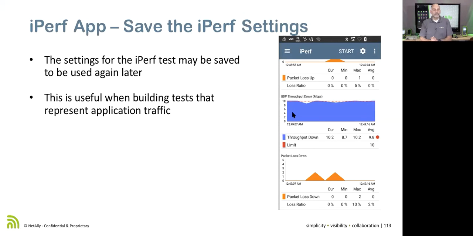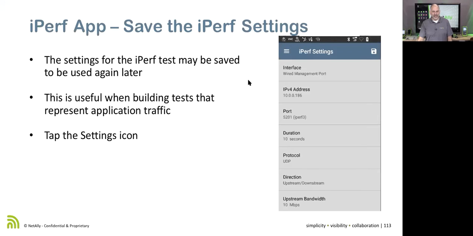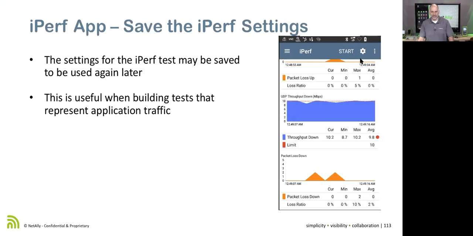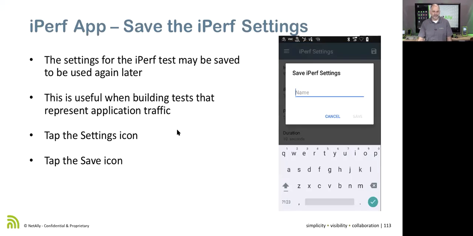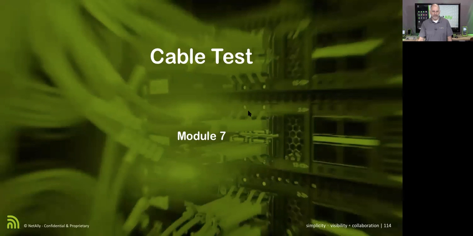Now, you want to save your iPerf settings. You want to be able to run iPerf again with those same parameters over and over again. Well, that's where we can come in. We can go into our iPerf settings. Click on the settings. There's my save icon. I can say save as. So we can take all those iPerf settings that we set up and save those out. Give it a name. It's going to save that.